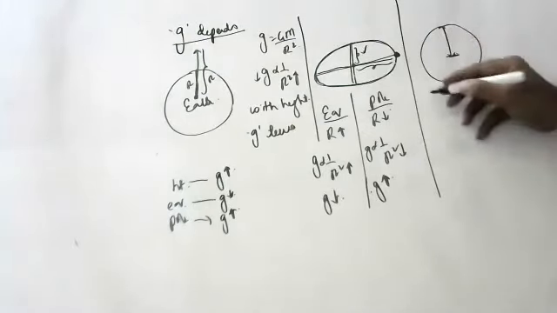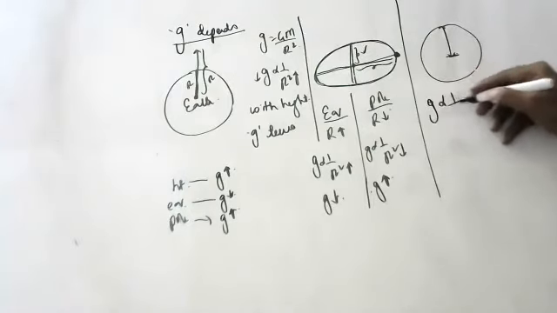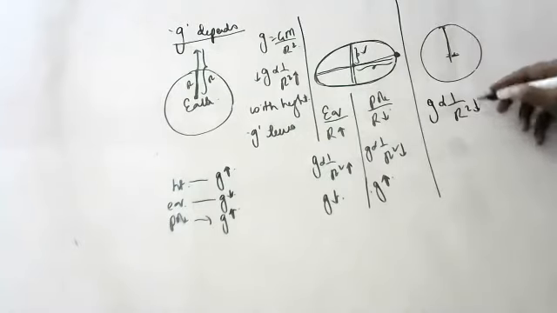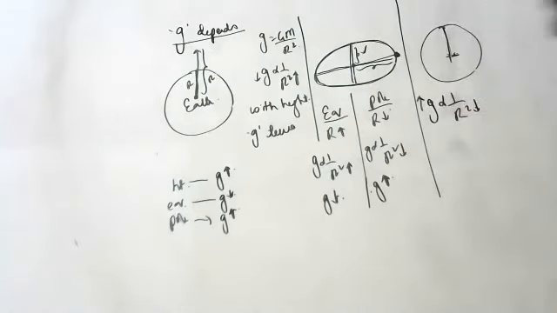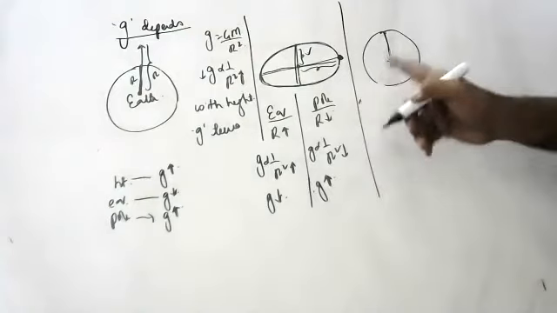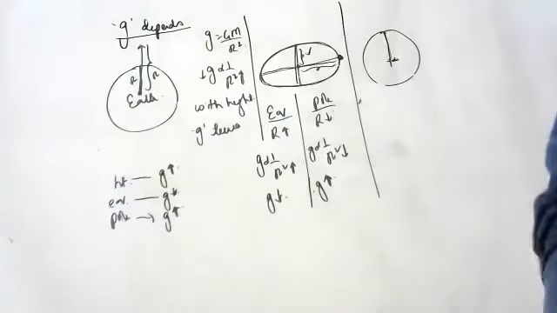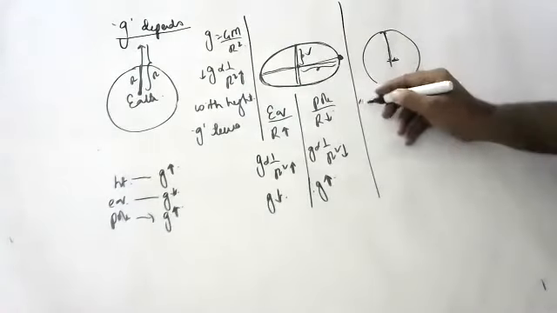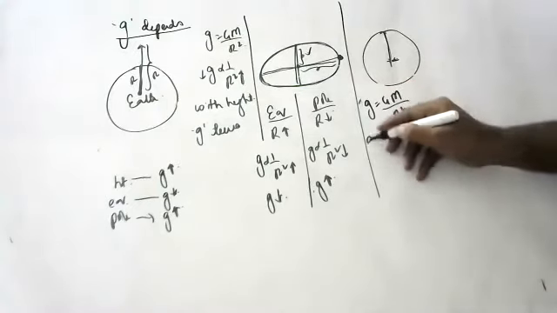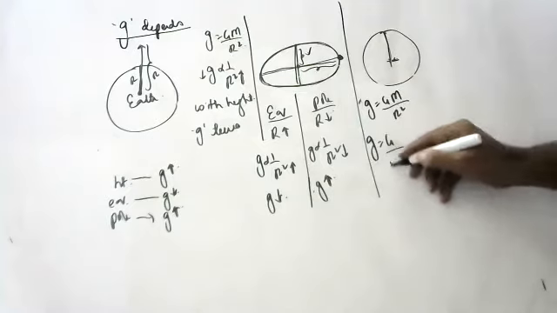Children, if you go into the earth, we all think that g is inversely proportional to R square. So as you go down, radius is decreasing, so acceleration due to gravity increases, sir, you will think. But children, as you are going into the earth, the density of the earth should be considered. g is equal to GM by R square.